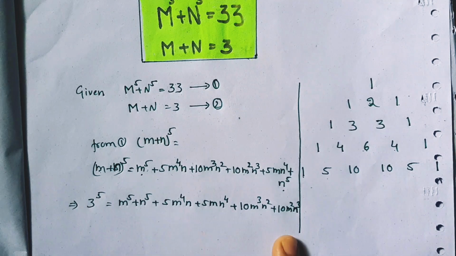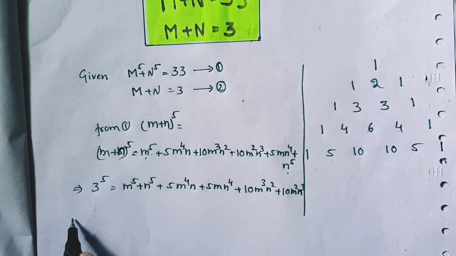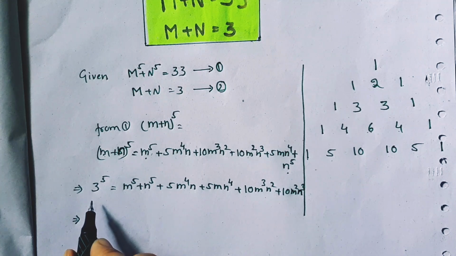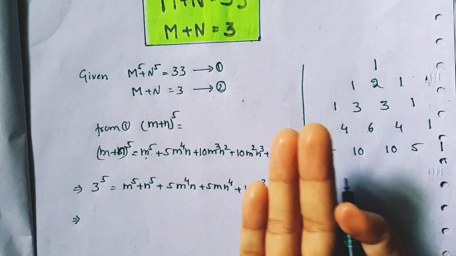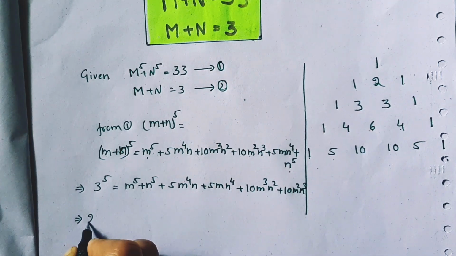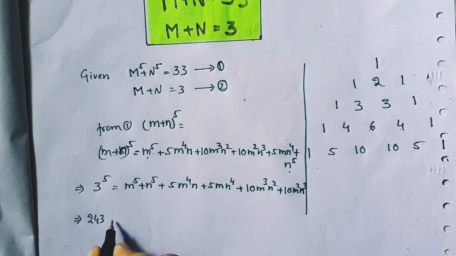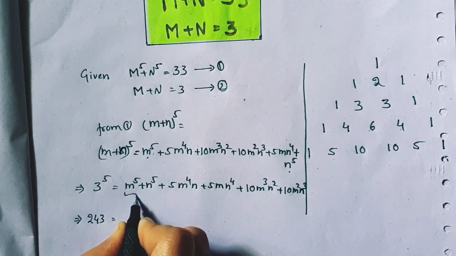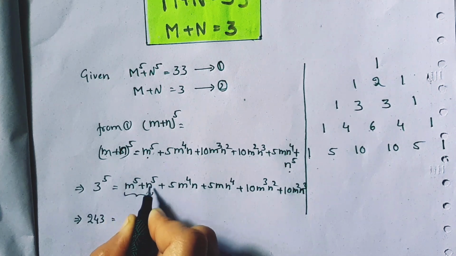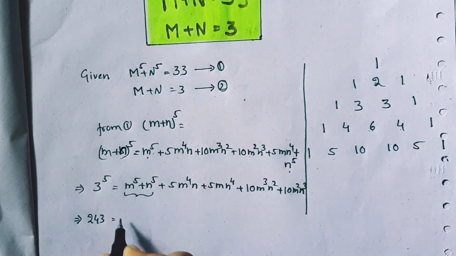Okay guys, have you understood? So, do you know the value of 3 power 5? Yes, we know the value of 3 power 5. 3 power 4 is 81 and 81 into 3 is 243. Okay, 3 power 5 value is 243 equal to, here we know the value of m power 5 plus n power 5, which is 33. So, instead of this, we can write 33 directly.